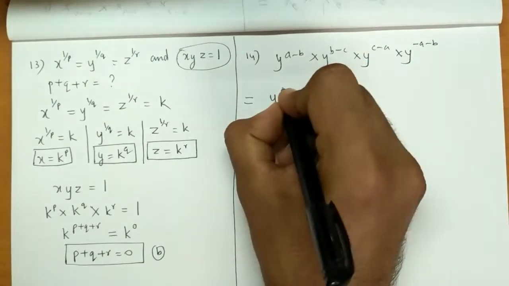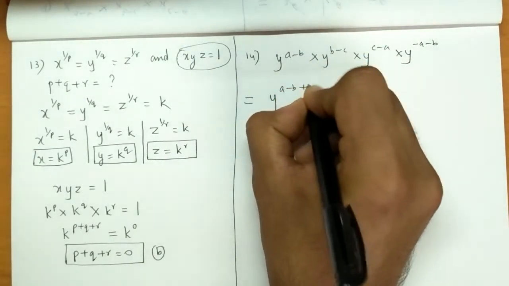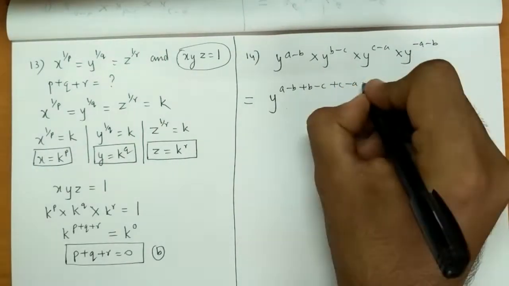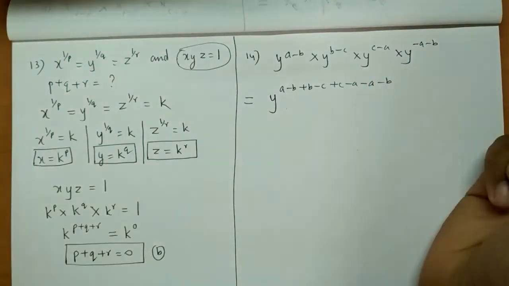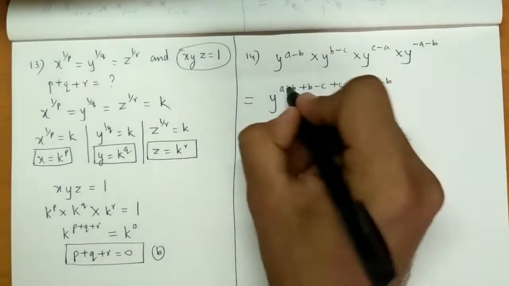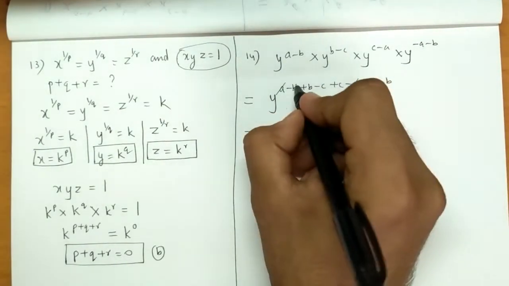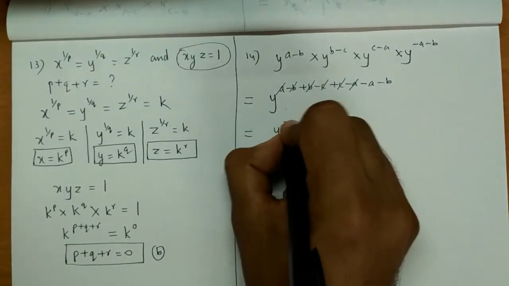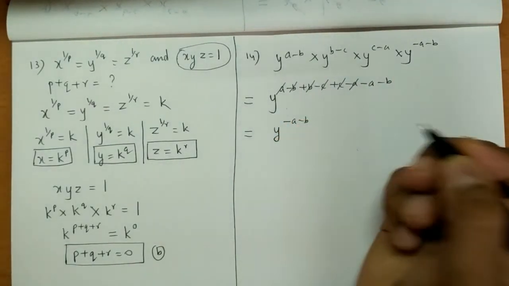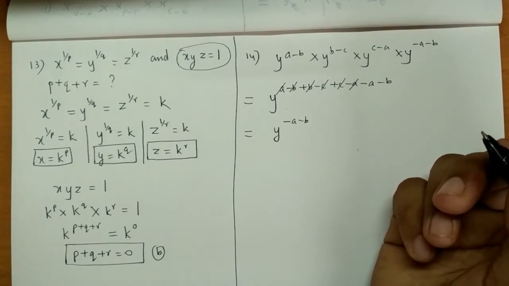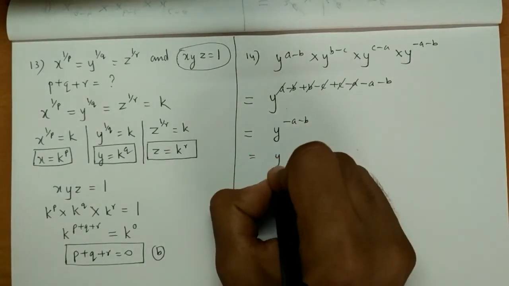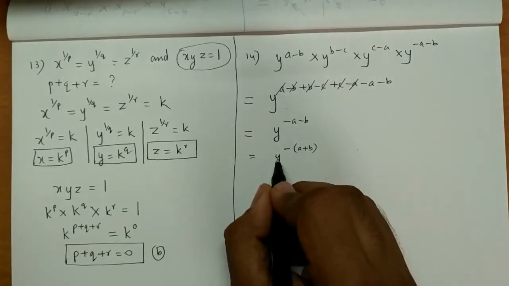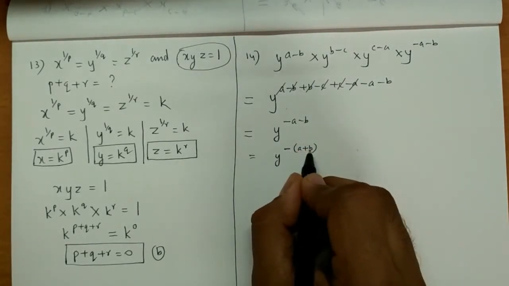So you get y raised to a minus b plus b minus c plus c minus a. If you add this, it's still minus a minus b. So a and minus a minus b plus b minus c plus c. So what we are left with is y raised to minus b minus a. या फिर हम अगर इसे माइनस साइन इसमें से कॉमन लेते हैं, correct? So you get y raised to minus of a plus b.